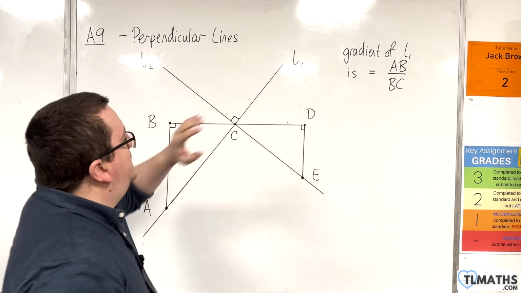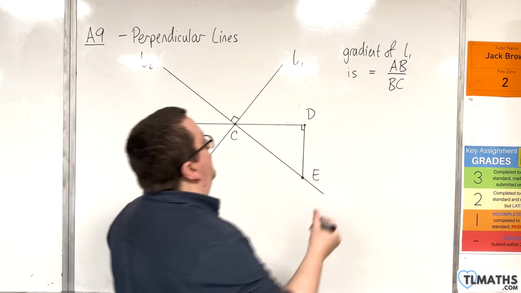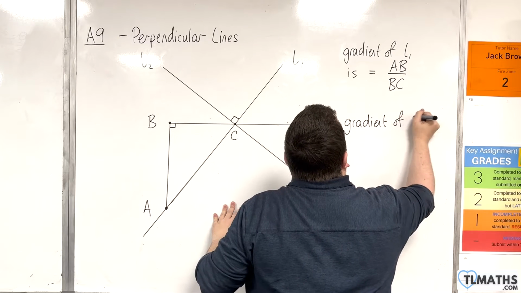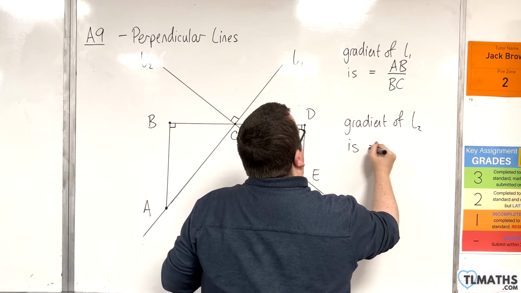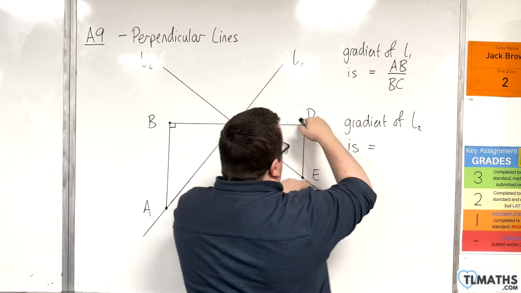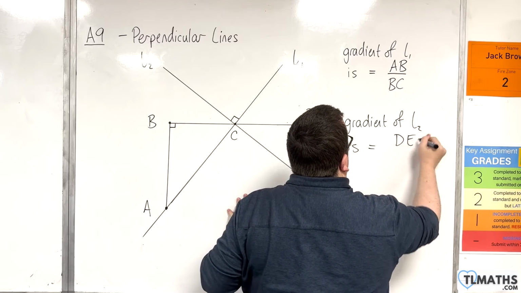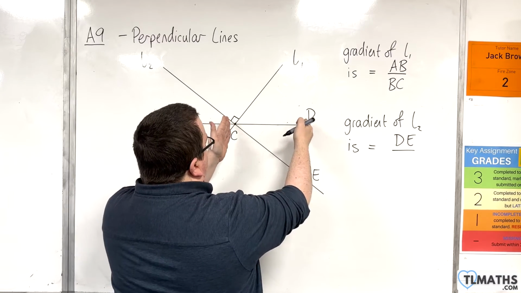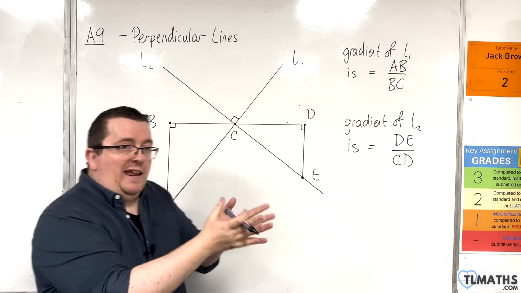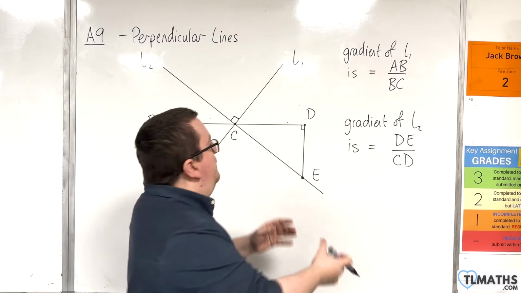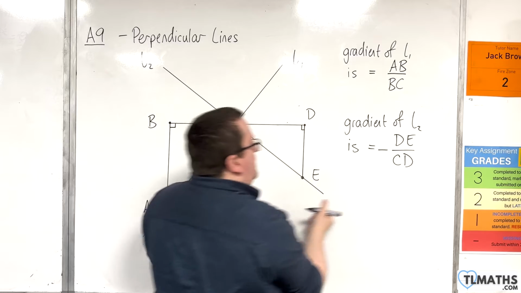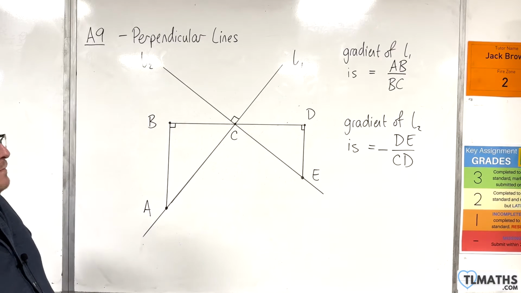And I could also write down what the gradient of L2 is as well. So the gradient of L2 is equal to, well, that's the difference in the y-coordinates, so DE, divided by the difference in the x-coordinates, CD. But because we're looking at lengths here, these are positive, and this is a negative slope, so it will have a negative gradient. So I'm going to pop a minus sign out the front.